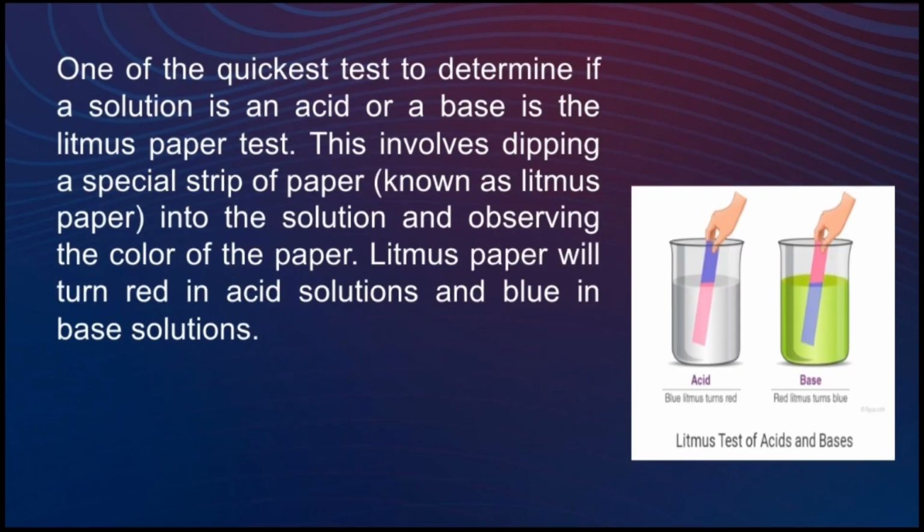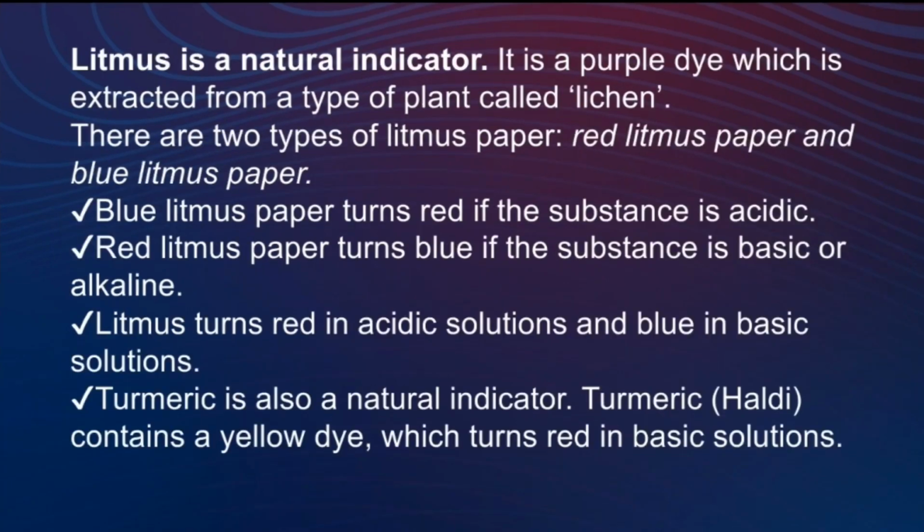One of the quickest tests to determine if a solution is an acid or base is the litmus paper test. This involves dipping a special strip of paper known as litmus paper into the solution and observing the color of the paper. Litmus paper will turn red in acid solutions and blue in base solutions. Litmus is a natural indicator. It is a purple dye which is extracted from a type of plant called lichen.